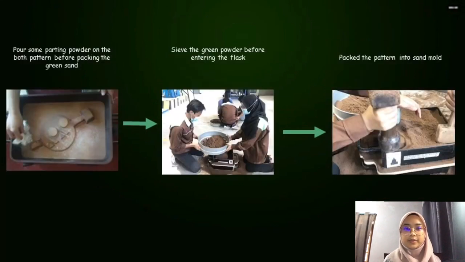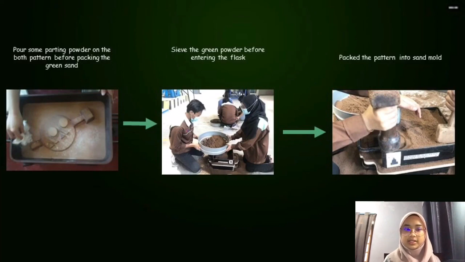The next step is to pour some putty powder on both patterns before packing the green sand. As we can see, the pattern in the picture is not the same as the selected pattern, which is the bell pattern, but I hope you all imagine the pattern in the picture is a bell pattern. I'm sorry for the mistake.